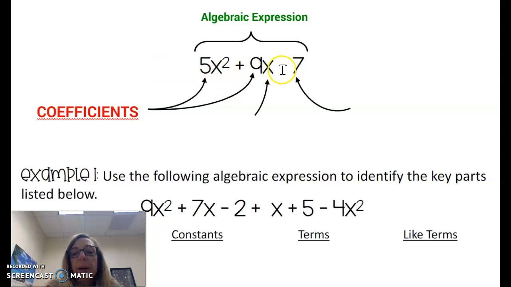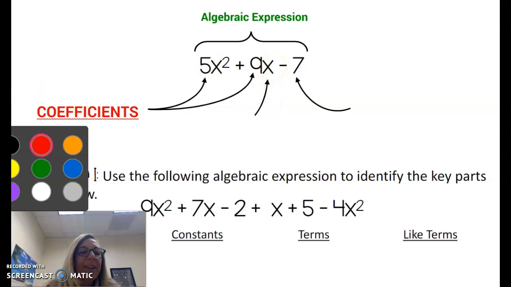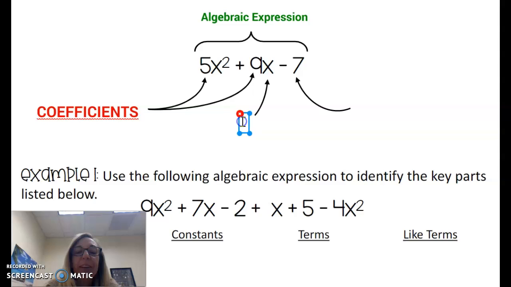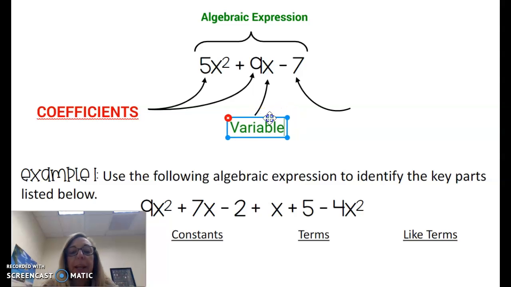Now, speaking of variable, notice this arrow is pointed to the x. That x value is known as the variable. If I could spell, that'd be better, right? So go ahead and write the word variable. That points up to that letter x.